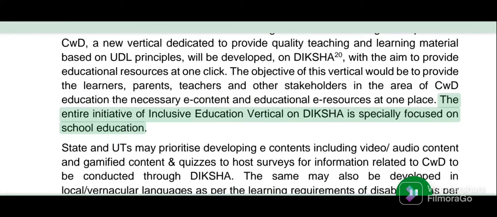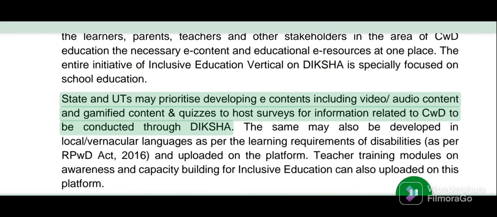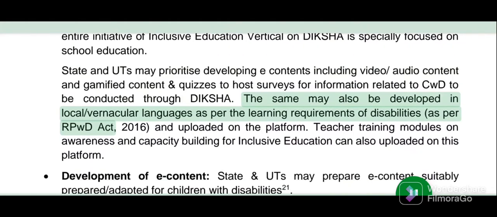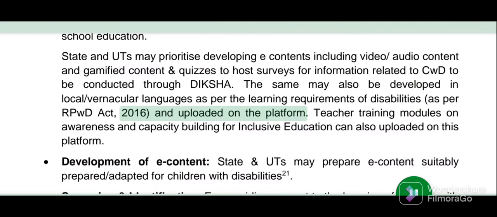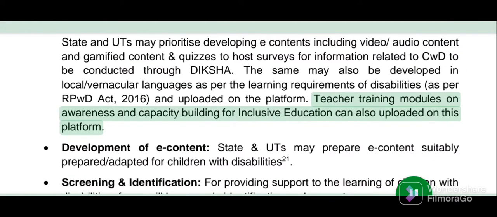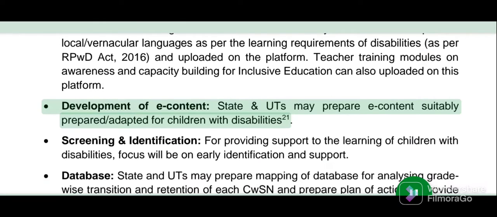The entire initiative of inclusive education vertical on Diksha is specially focused on school education. State and UTs may prioritize developing contents including video, audio content and gamified content and quizzes, to host surveys for information related to CWD to be conducted through Diksha. The same may also be developed in local vernacular languages as per the learning requirements of disabilities as per RPWD Act 2016 and uploaded on the platform. Teacher training modules on awareness and capacity building for inclusive education can also be uploaded on this platform. Development of content. State and UTs may prepare content suitably adapted for children with disabilities 21.